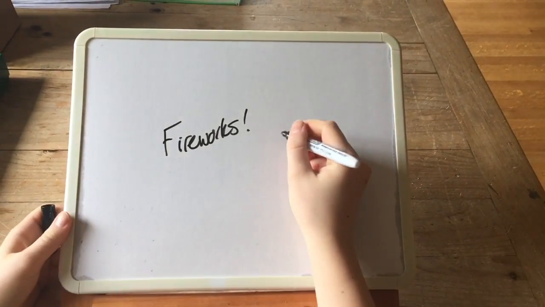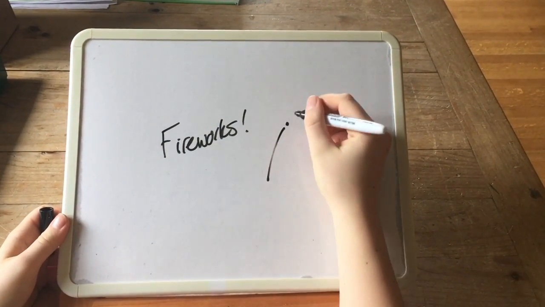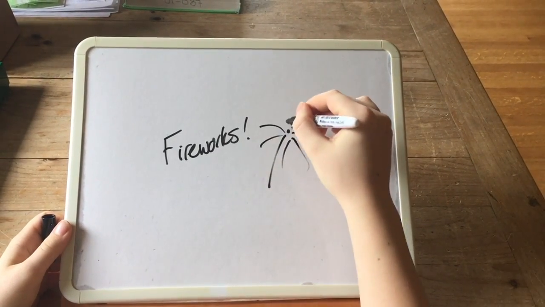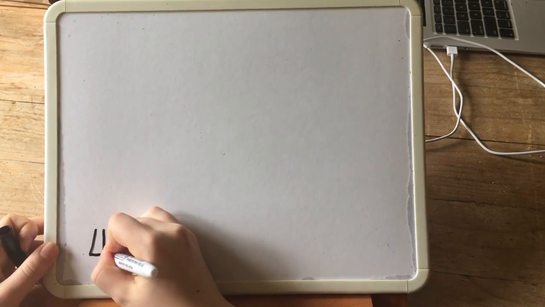Alright, so today I'm going to be talking about fireworks, and specifically the physics of fireworks, and the transfers of energy, which we've been studying. So fireworks have roughly four components, the first of which being the height.